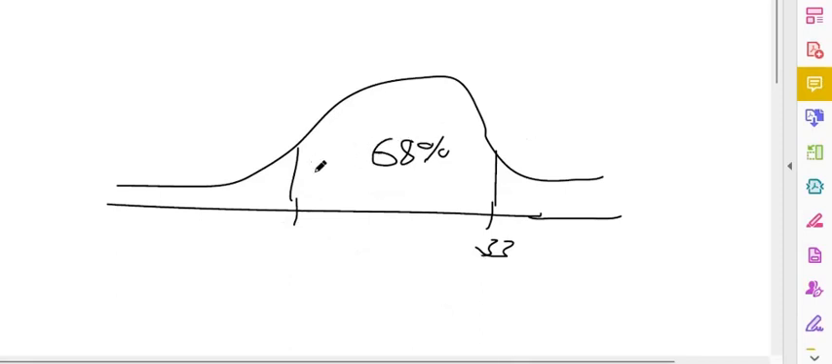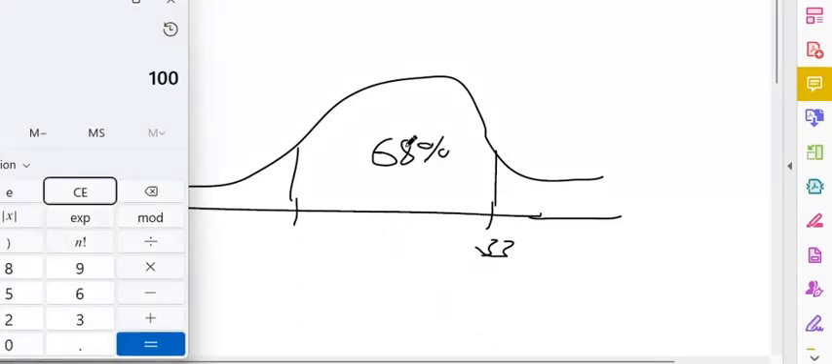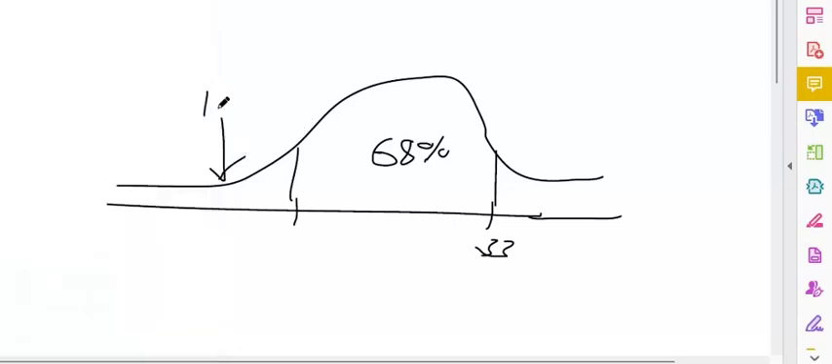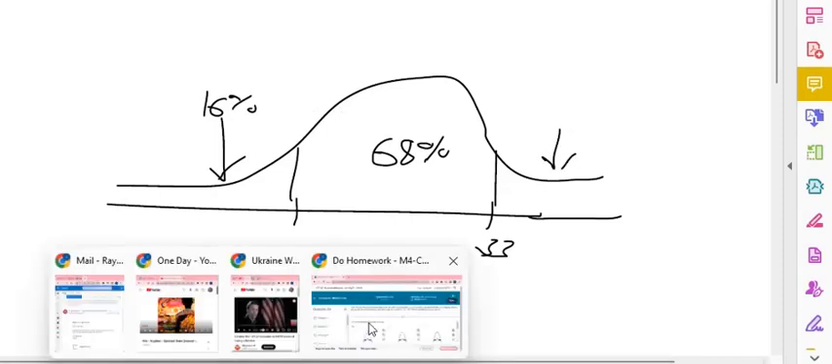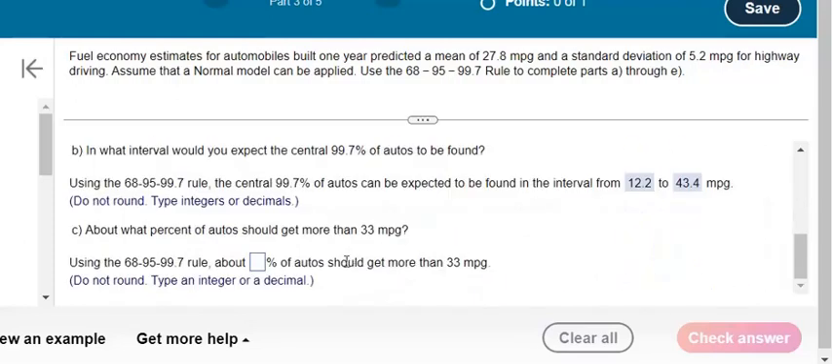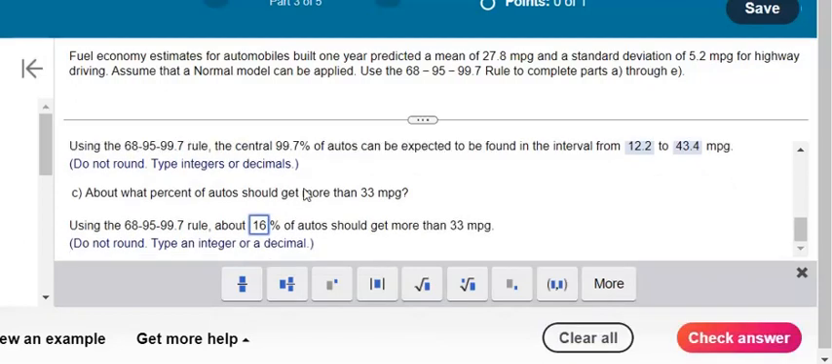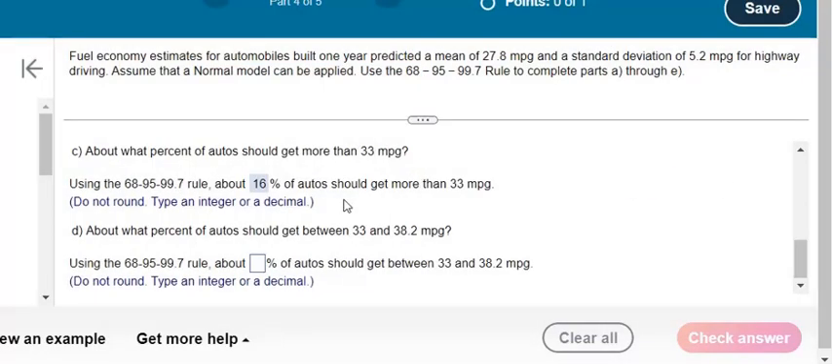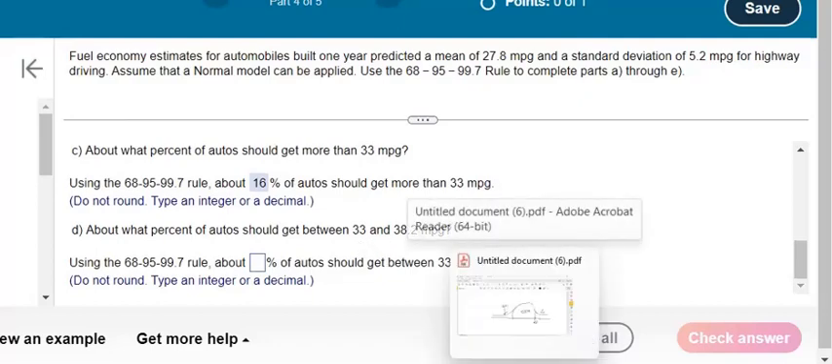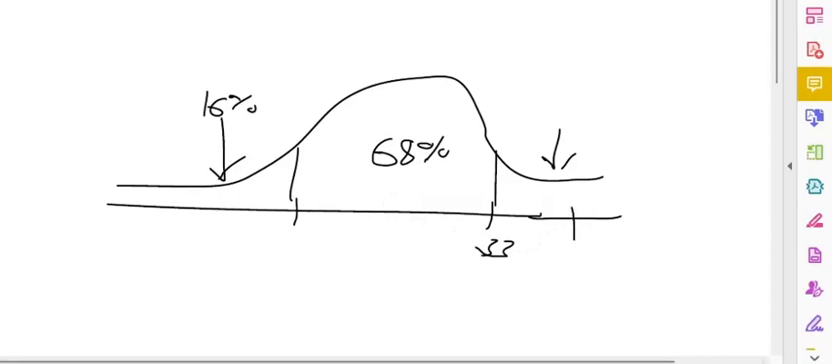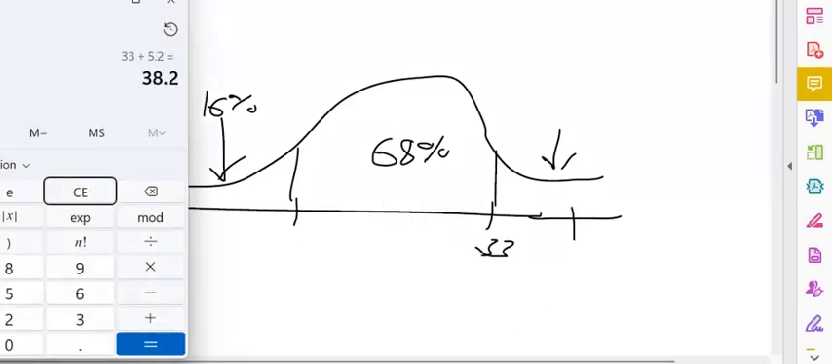Now, we can extrapolate from this, though. At 68%, then take away 68% from 100, you got 32% to cut up evenly between both tails. That means there's 16% over here, and there's another 16% over here, right? And I think the question was more than 33, so we just found out by drawing the normal distribution that 16% are more than 33 miles per gallon. Now, between 33 and 38.2, so 5.2 is my standard deviation. So I think that's just another one, 33 plus 5.2, so that's 38.2.